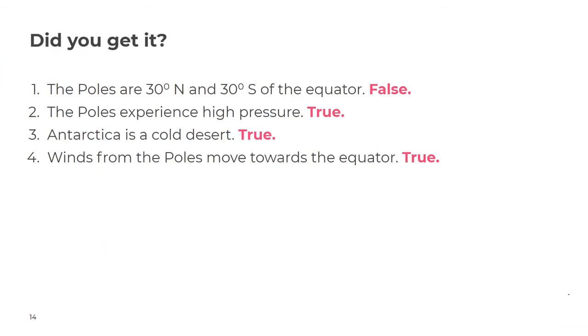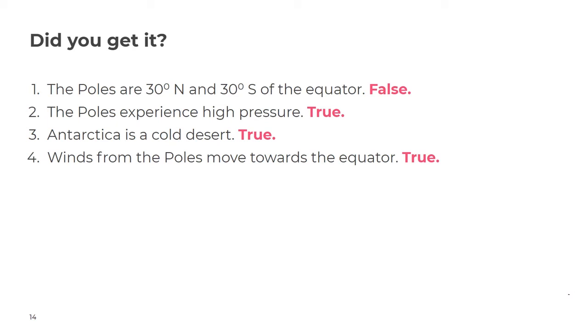So it's now time to mark your answers. If you've got something correct, give yourself a big tick. If you've got something incorrect, you can make your adjustment or your correction. So number 1, the poles are 30 degrees north and 30 degrees south of the equator. This is false. They're actually around 90 degrees north and 90 degrees south of the equator.